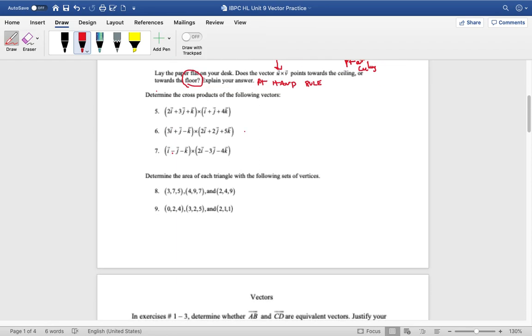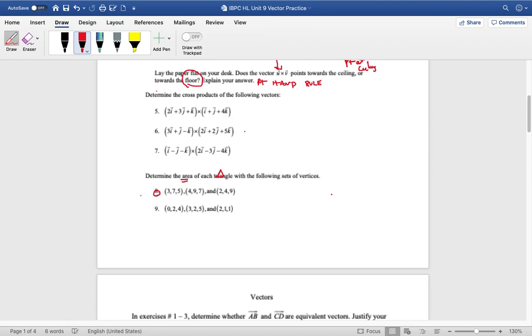But I did want to go down and do number 8 with you, because 8 was something a little bit new that we did today. It says determine the area, but it says the area of the triangle, not parallelogram. So remember, we have to take half of the parallelogram area that we get. And annoyingly, they gave us the vectors in these forms.